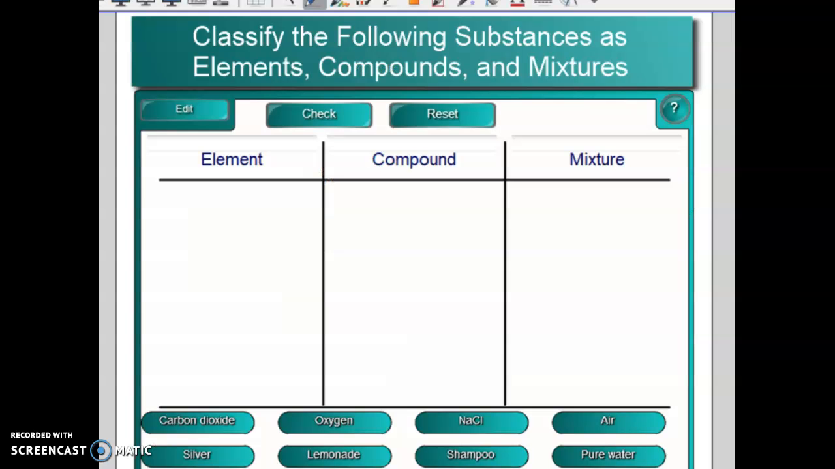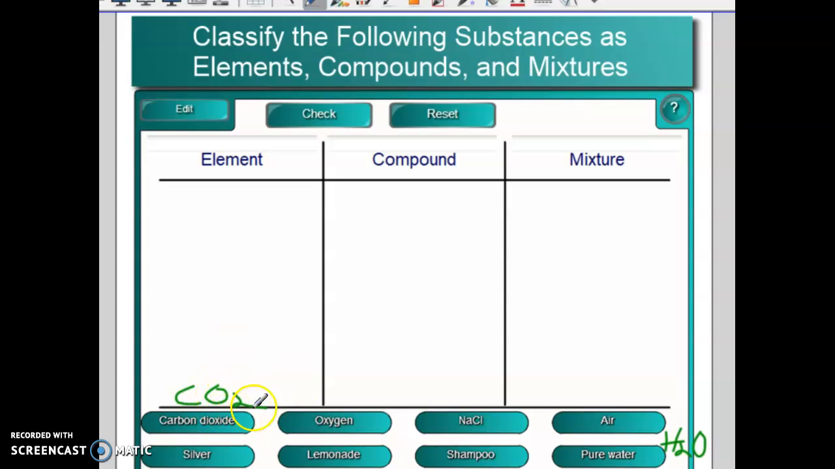Okay, so we're just going to play a short little classifying game here. It doesn't separate by heterogeneous, homogeneous, but it's just more for fun. So we have some things here, not compounds, but we have carbon dioxide, which is CO2. We have silver, we have lemonade, oxygen, NaCl, which is salt, shampoo, air, and pure water, which is H2O.